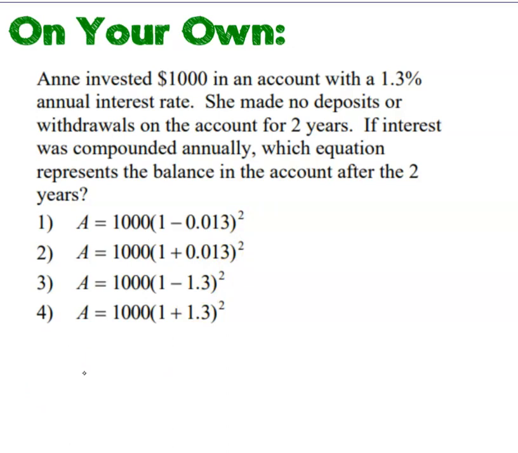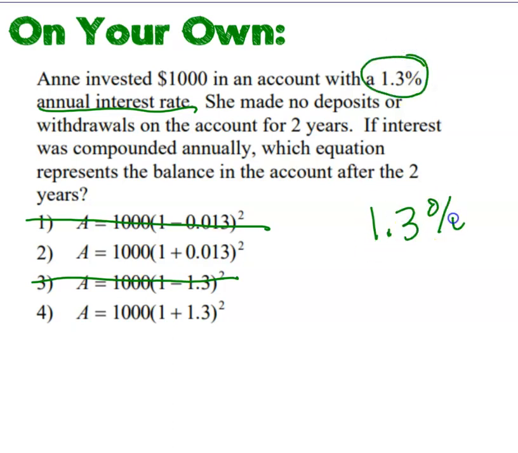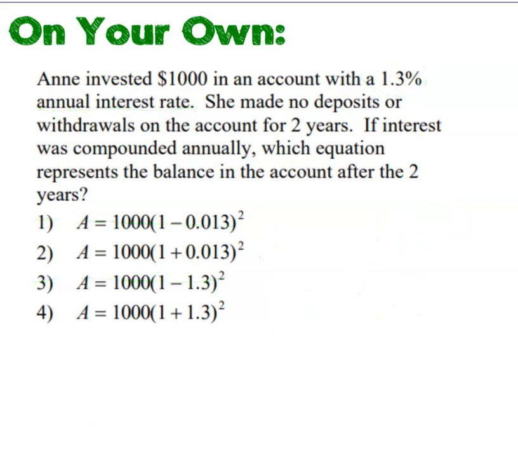She made no deposits or withdrawals from the account. Interest is compounded annually. Which equation represents the balance? So she is earning interest. So that's growth. She's earning interest at a rate of 1.3%. 1.3% is 0.013 added to 100% of the initial value. So this would be our answer. All right, let's take a look at another one.